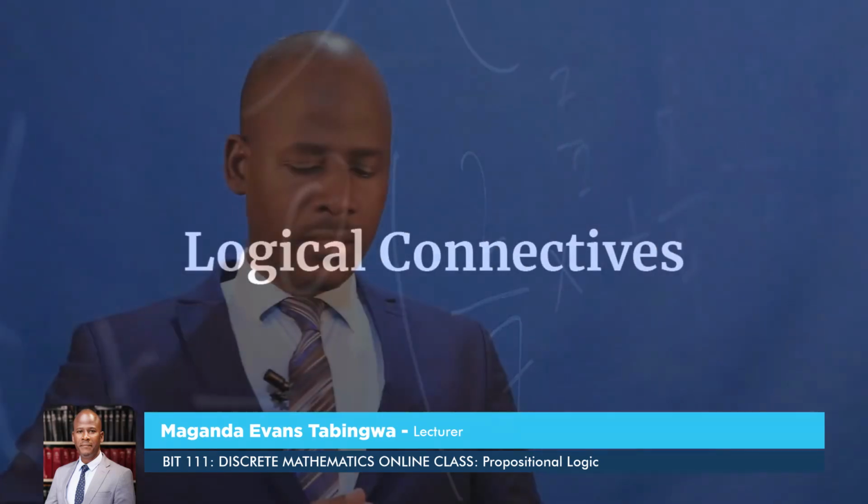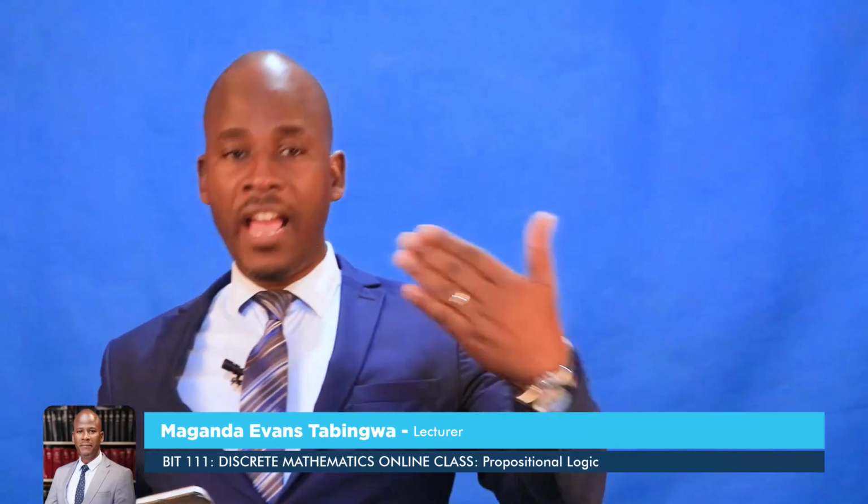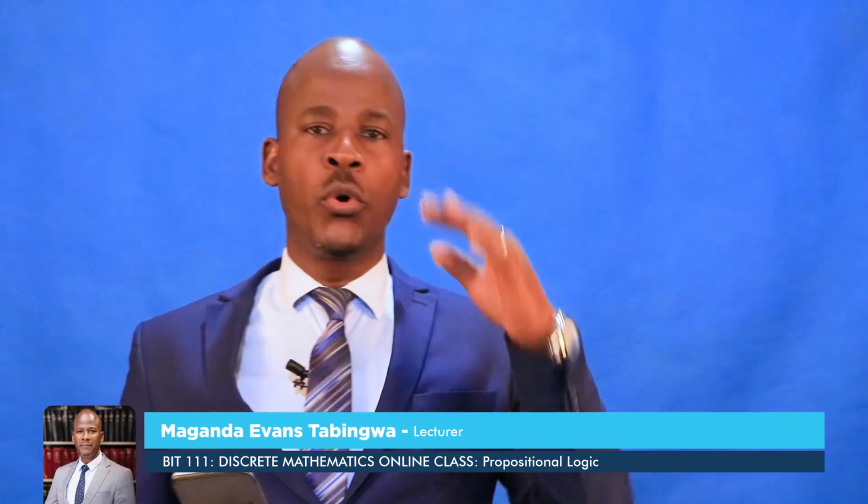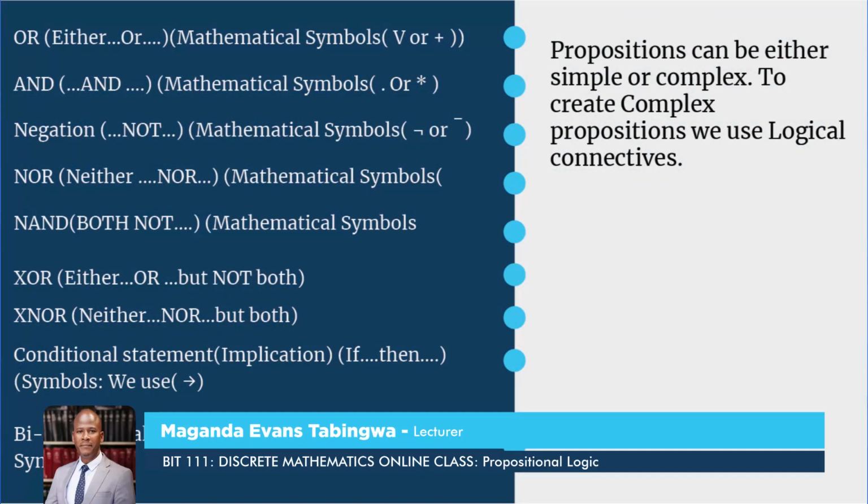As I've told you, for you to form complex propositions, you'll need logical connectives. Ideally, we have three primary logical connectives. Then we derive the other four or so as derivatives of those three simple ones. The three simple logical connectives are the OR connective, the AND connective, and the NOT connective.